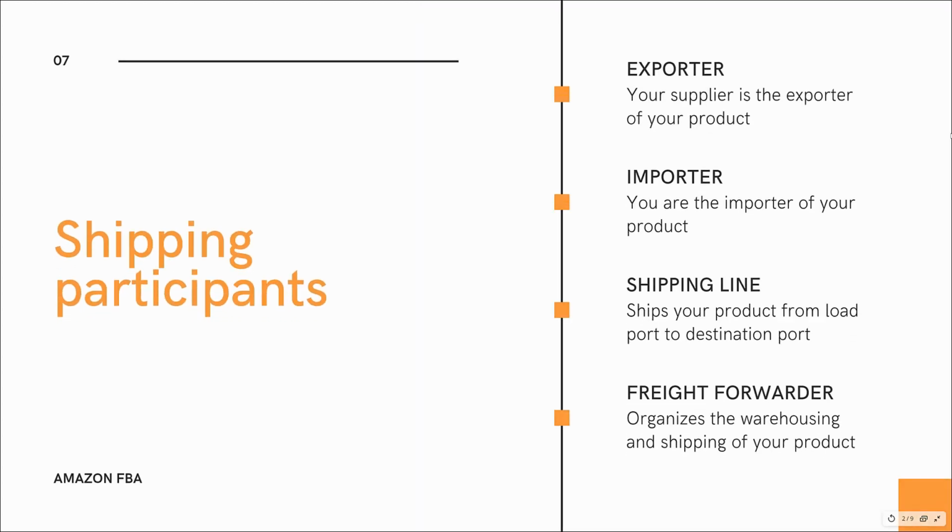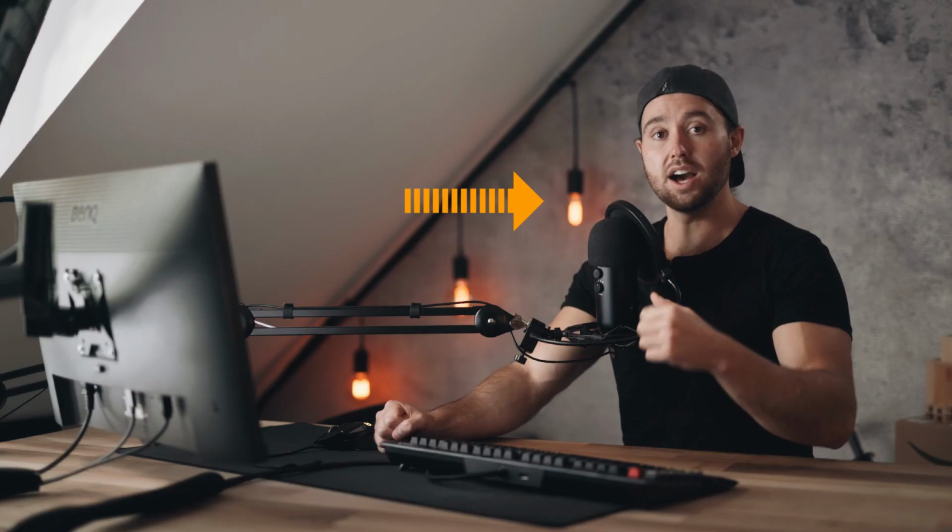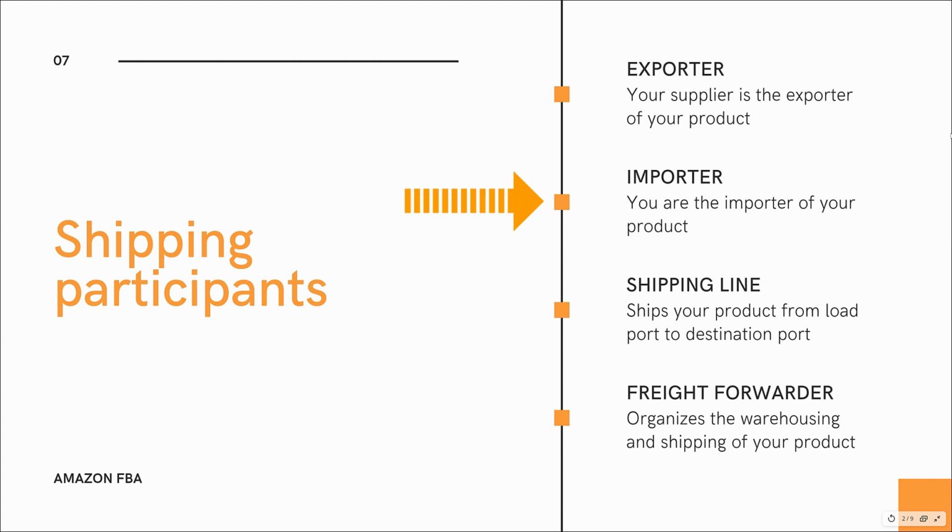And when it comes to shipping, there are a couple participants in the supply chain. Number one, the exporter, and your supplier of your product is the exporter of the product. So if you have a supplier on Alibaba, they are actually the exporter in this equation. The importer, you as the seller, are actually the importer here. Then you have shipping lines, and these are the big shipping companies. They actually ship your product from the load port to the destination port, for example, from a port in China to a port in the US or in the UK or in Germany, etc.